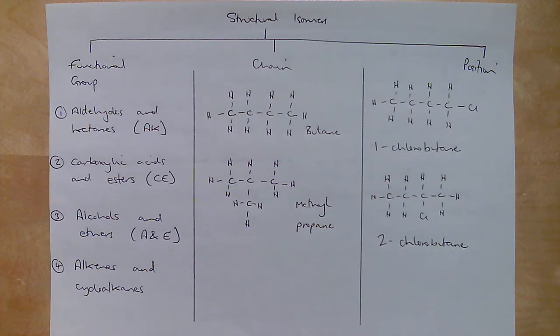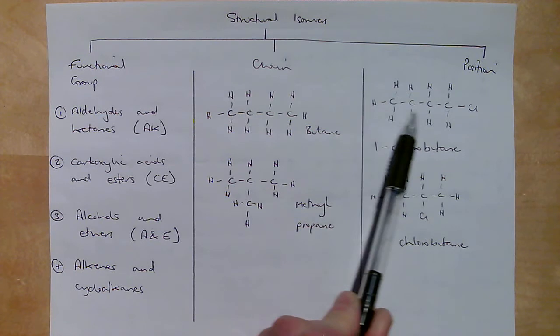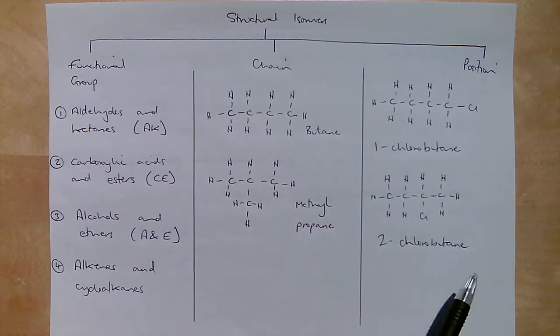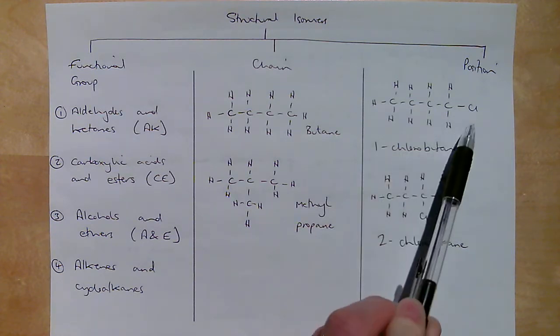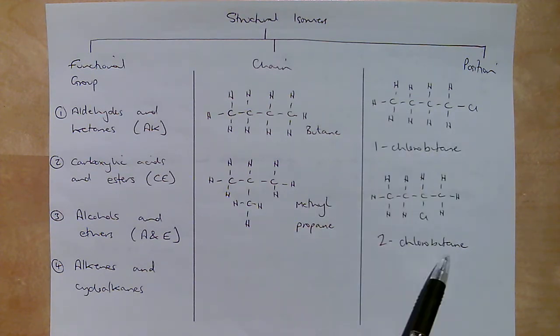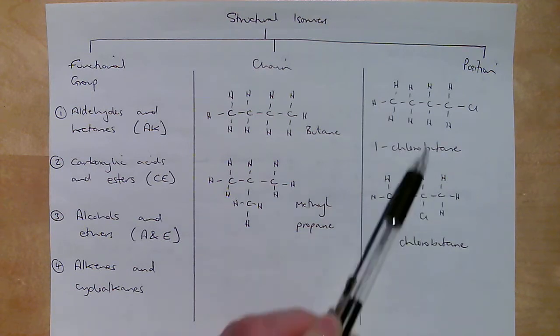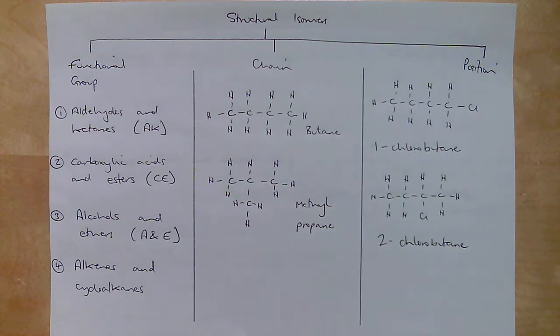Position isomerism here. I've got my straight chain and I've got my functional group. All I'm going to do is change the position of the functional group. So here I have 1-chlorobutane and here I have 2-chlorobutane. These two have the same molecular formulae but they have a different structural form.